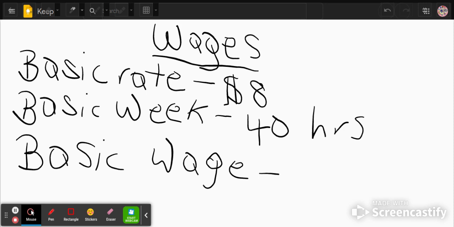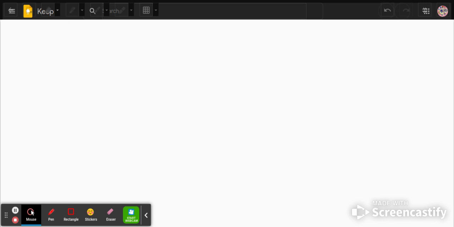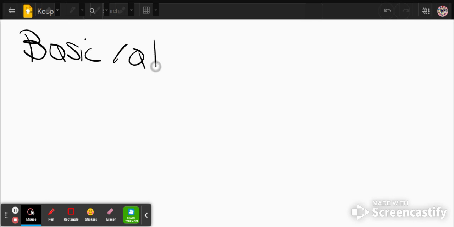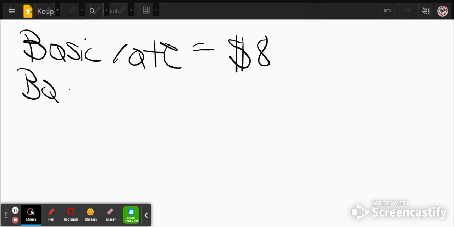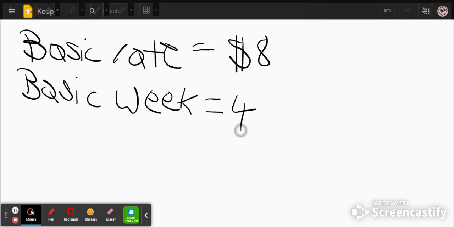So let's calculate. So we have established that the basic rate, right, is $8 per hour, right? So it's $8, and the basic week is 40 hours, right? So now we want to calculate the basic wage. So to do that, as we already mentioned, we'll multiply the basic rate, which is $8, by the basic week of 40 hours, right?